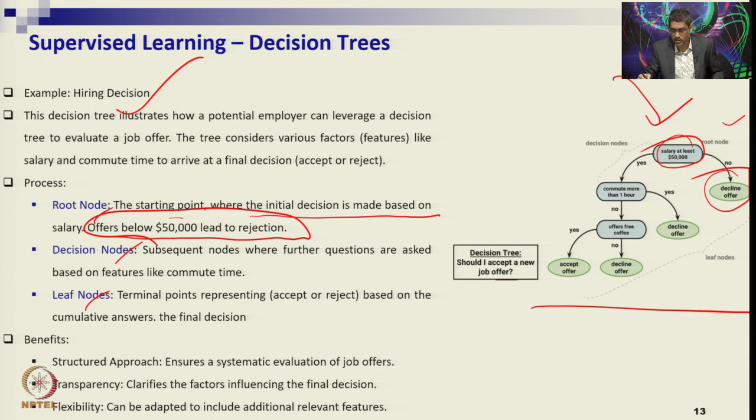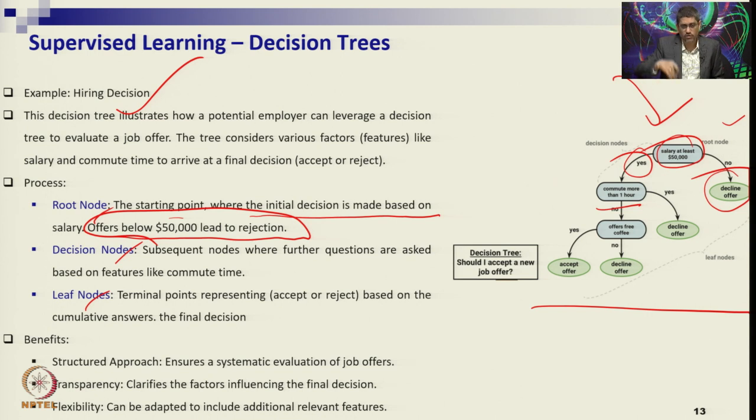But how are you creating your tree? So you stop there. But if the offer is more than 50,000, you have to accept the offer. But there also you can divide. Suppose yes, the offer is more than 50,000. You are not taking a decision yet; you are creating more decision making, more branches. What are they? How much distance it is from my hometown, or from my location. Suppose you stay in the heart of Bombay city, or Bangalore city, or Delhi city, or Chennai city. Then you take a decision.